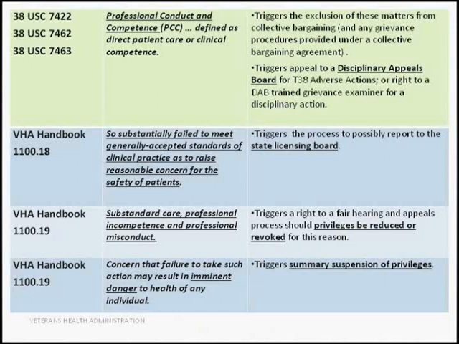But before we even start many of these things, you actually might have a concern that the failure to take an action may result in imminent danger to the health of an individual. That's VHA Handbook 1119 again, and that triggers the summary suspension of clinical privileges.